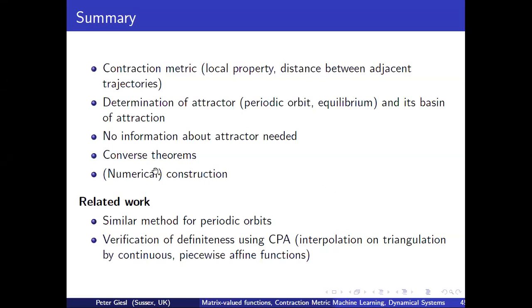We've seen converse theorems that tell you if you have a certain type of attractor, then there exists a contraction metric. And we've also seen you can find converse theorems in terms of matrix valued PDEs, so that you need to approximate these, and we've seen a numerical construction method.